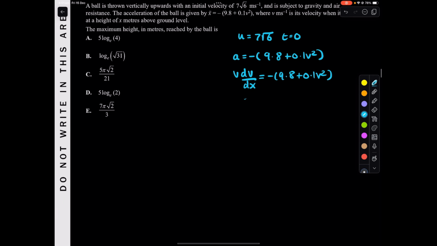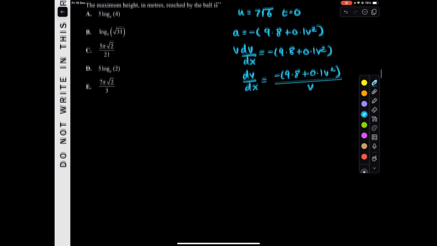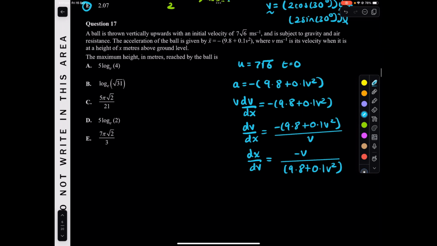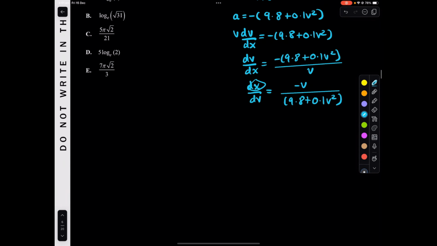So if I divide both sides by V, we get dv/dx equals (9.8 plus 0.1 V squared) all divided by V. And then we reciprocate it, so dx/dv is going to be negative V divided by (9.8 plus 0.1 V squared). Okay, and now if we find the integral, we'll calculate x.